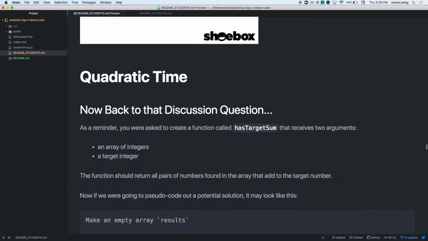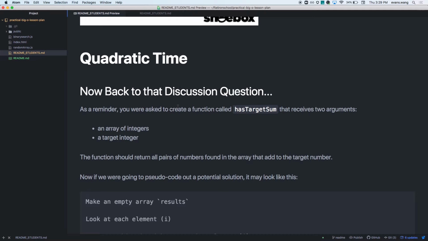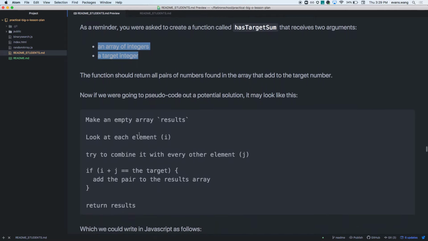Wow. All right. So now let's think. There's this last one, and this is kind of like the task that you were asked to do, quote unquote. Let's build this target sum. So you have an array of integers and a target integer. Do you remember this from the beginning? The idea here is you can make an empty array of results. You can look at each element, and then you can try to combine it with every other element. So you go through the first one, and then you have to go through the rest of the array and add it to that first one to see if it equals the target.